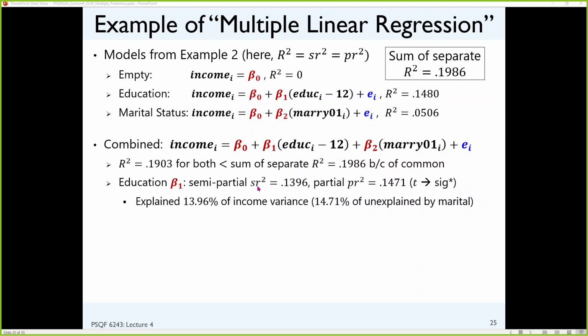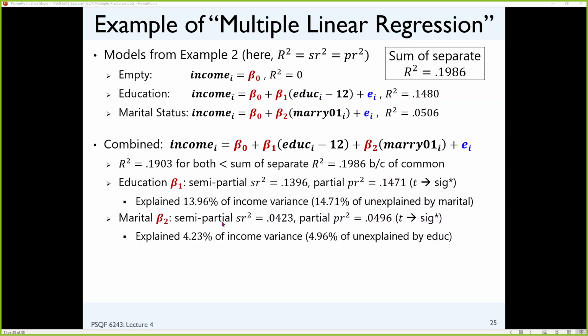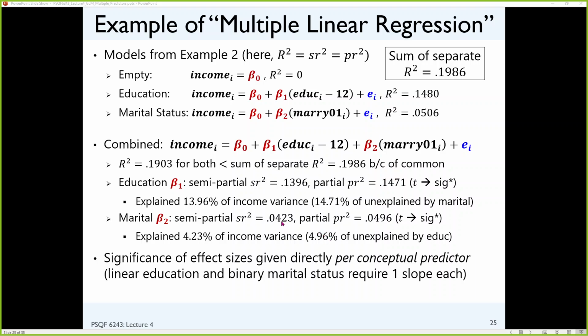Education then has a semi-partial eta square of this much and a partial eta square of that much. So I can put this into context. I can say that education explained about 14% of the variance in income, but it explained 15% of what was left over after marital status had its say. Likewise, marital status has a smaller effect size, but it's always higher if it's partial than semi-partial. I think that's part of the reason why people report the partial ones, because they're higher. They look better. But that has to be that way.